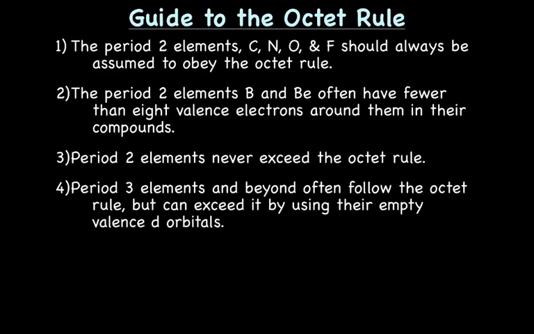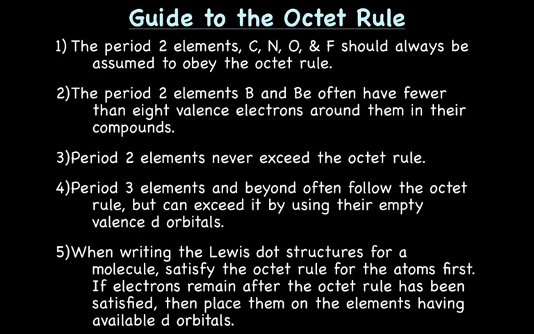Period 3 elements and beyond, meaning period 3, 4, 5, etc., often follow the octet rule. In fact, more often than not. However, they can exceed the octet rule and the way they do that is by using their valence d orbitals. Not that you need to indicate that when you are drawing Lewis dot structures. You don't, but that's why. That's how it works.